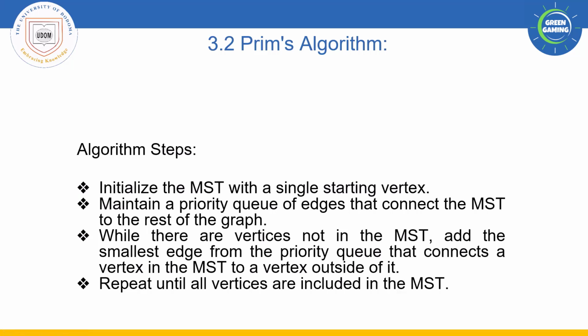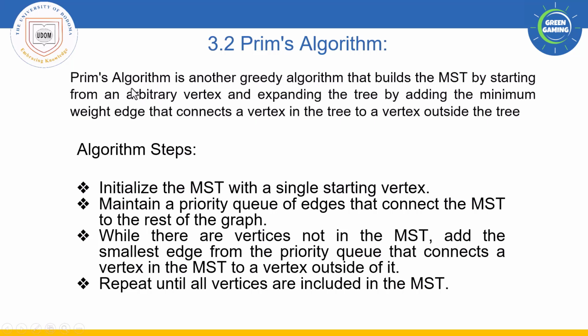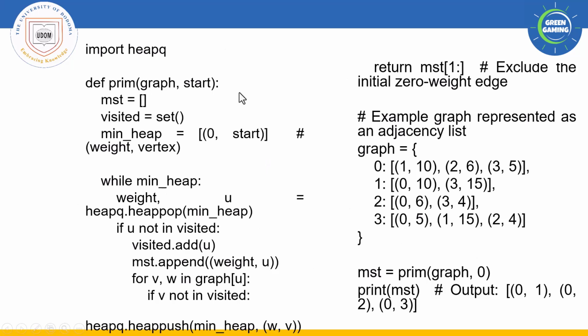Or we can say that Prim's algorithm is used to find the minimum spanning tree of a connected graph. So the MST connects all the vertices with the minimum total edge weight without forming any cycle, right? So Prim's algorithm is another greedy algorithm that builds the MST by starting from an arbitrary vertex and expanding the tree by adding the minimum weight edge that connects a vertex in the tree to a vertex outside the tree. So that is Prim's algorithm.